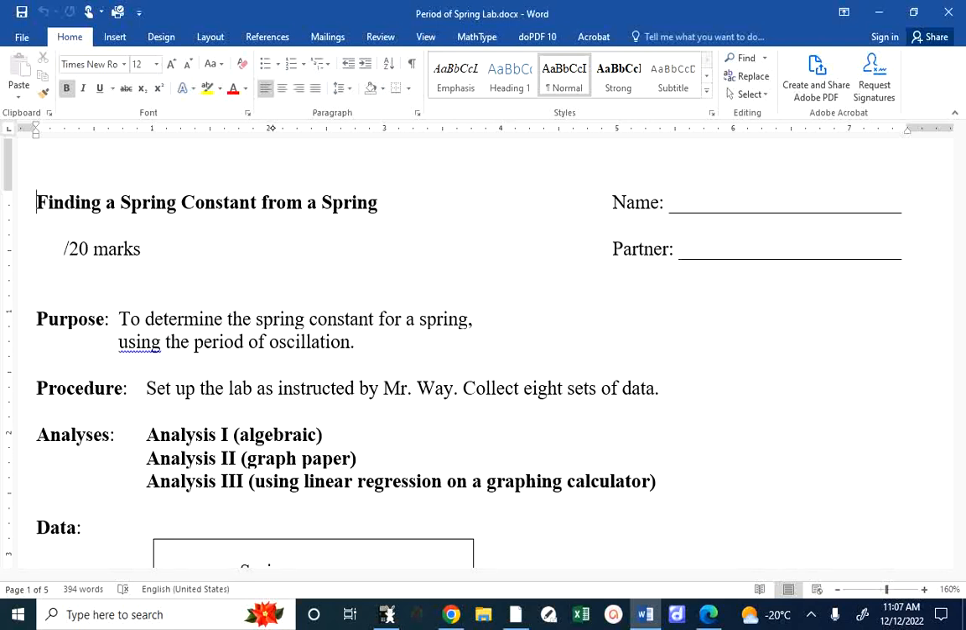Does yours say finding a spring constant from a spring? I meant to edit that. I mean, there's nothing technically wrong with it, but I meant to say from the period of a spring. You don't have to change the title. But the basic idea is you found the spring constant for some of these springs in your Hooke's Law lab in the last unit. This time you're going to be finding it by measuring the period.